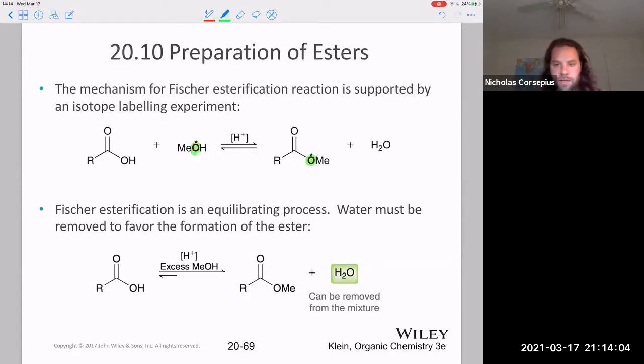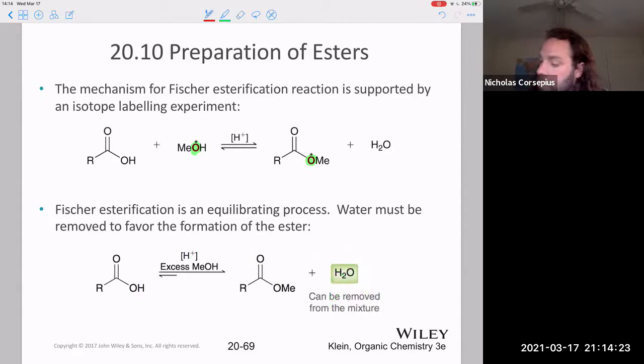And again, as I said, these reactions are readily reversible. So how do we make sure it proceeds in the direction that we want? We either use an excess of methanol and then remove the water that's being formed, or even better, we do both of these, okay?